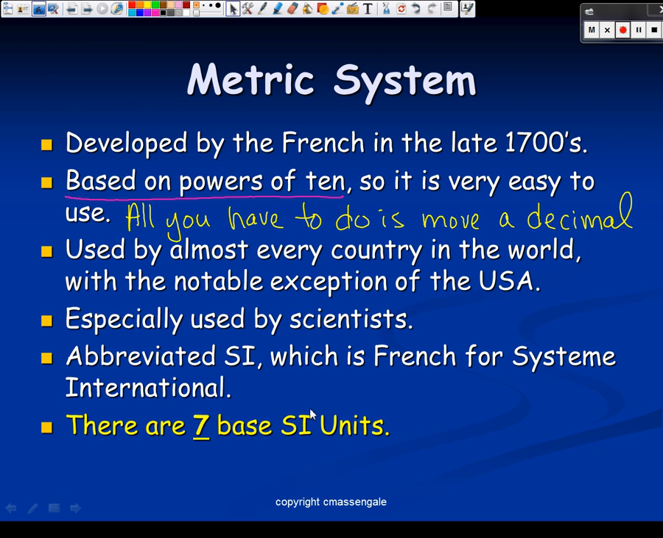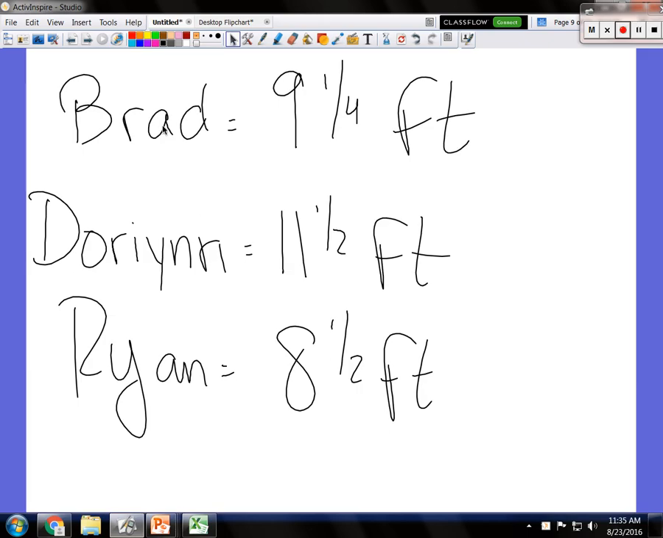Now, it's used by everybody except how many countries, including us? 3. We're one of the 3. Scientists use SI, the abbreviation for System International, and there are 7 base units. So we're going to talk about those 7 base units in just a second. As a matter of fact, there is some room. Hold on, we're going to get to that.